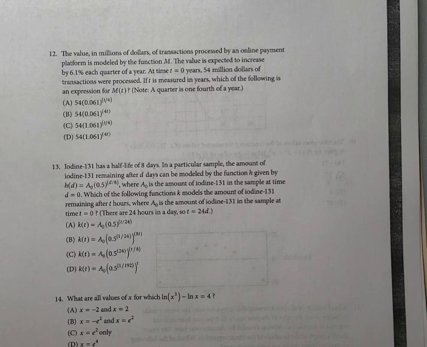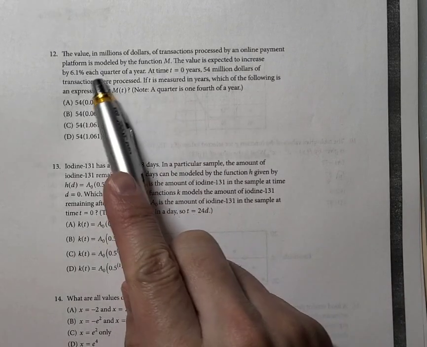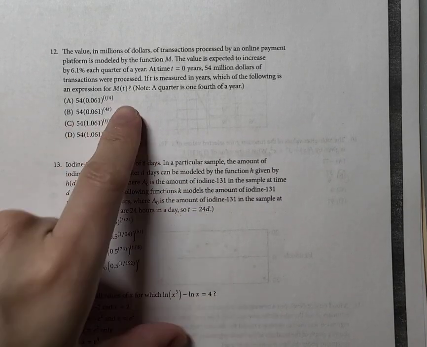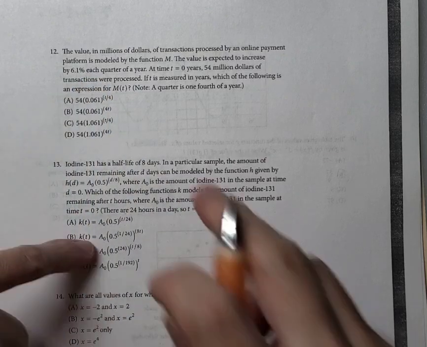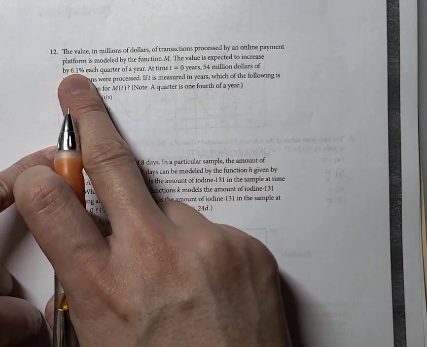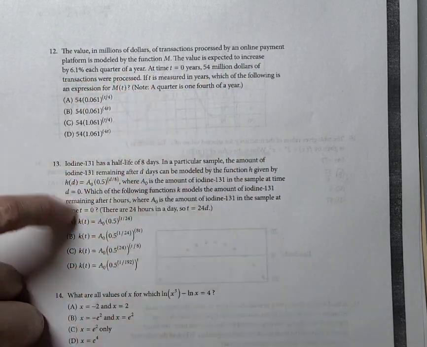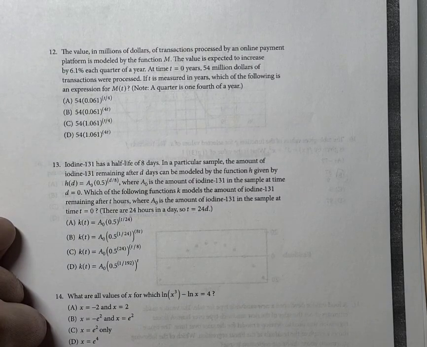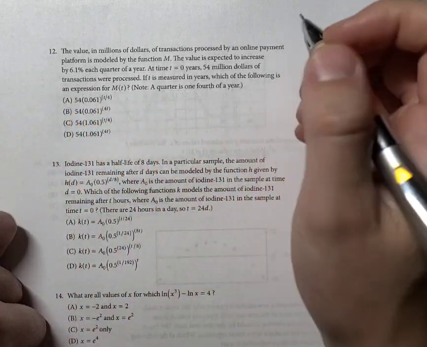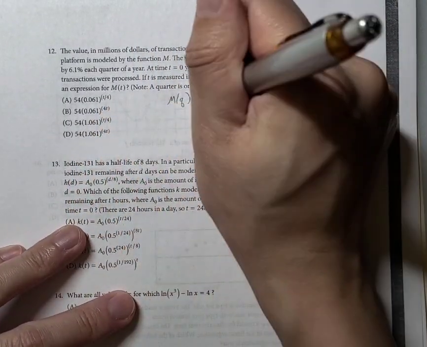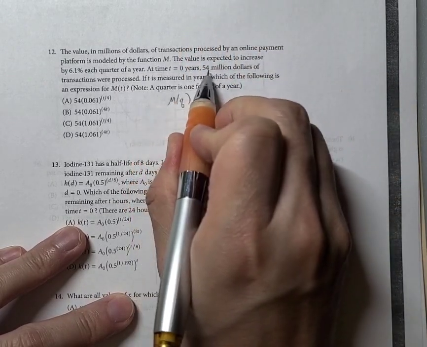Okay, so let's write the model as a function of each quarter year first. That's what I would do. You could just jump to the final form already, but I'll go step by step. Since they tell us that it's increasing by 6.1% each quarter of a year, it should hopefully remind you that this is exponential growth. So to model it, we want M of Q, where Q is each quarter of a year, and we have our initial value, 54 million.